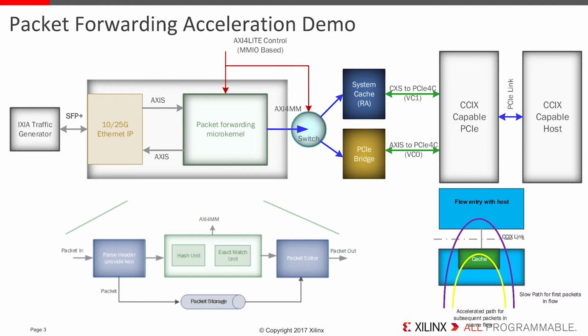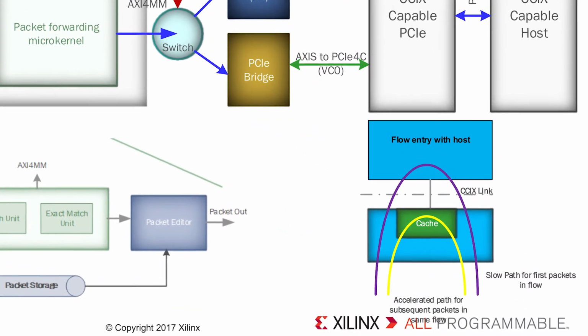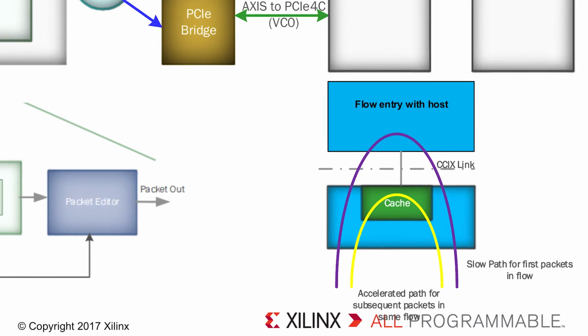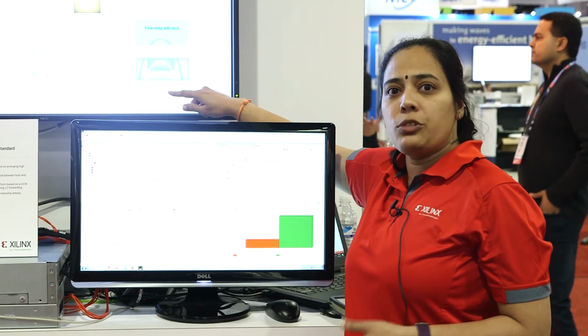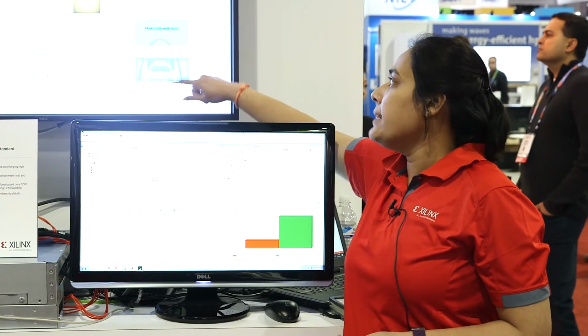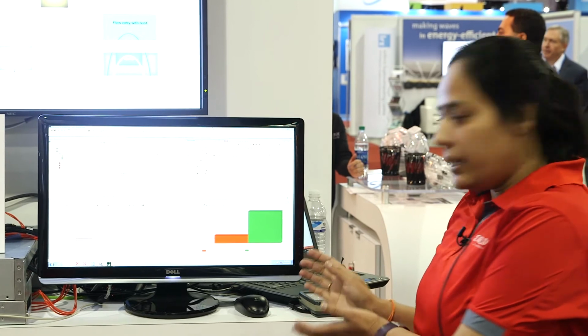Here we demonstrate two modes. One is the traditional PCIe mode, where for every packet we always go into the host memory to fetch the rule, and with C6 enabled link what happens is we go into the host memory for the first packet and then the rules get cached into the hardware cache which is implemented on the FPGA. Thereby for subsequent packets which hit the same flow, the latency is reduced. And in this demo, that is exactly what we are demonstrating.